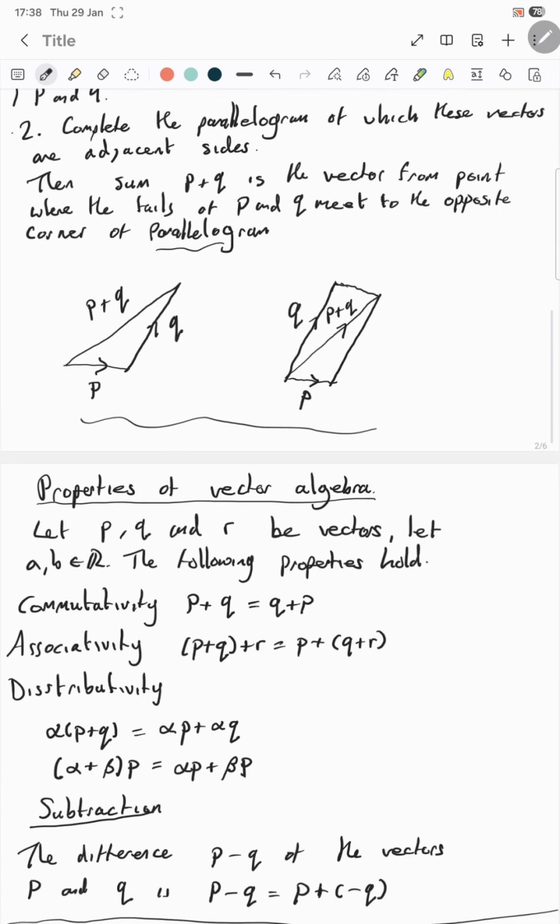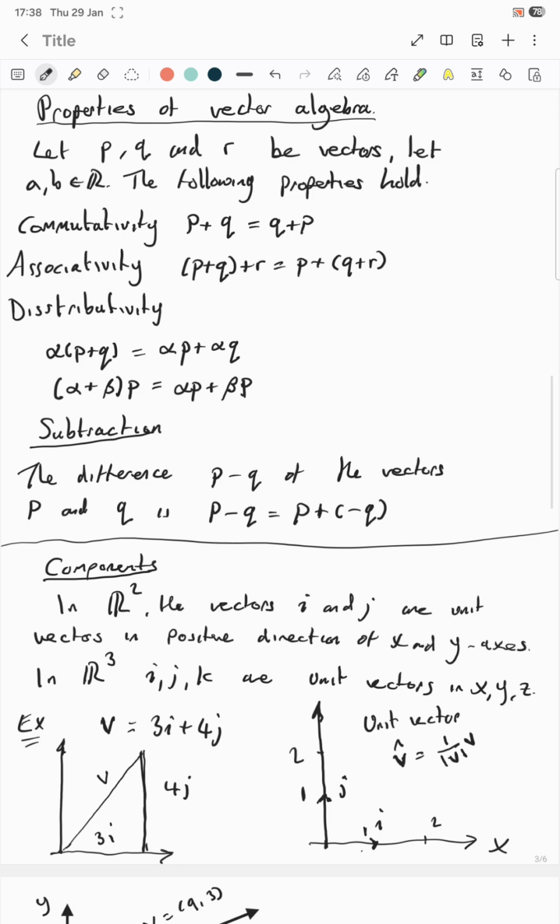Now, the properties of vector algebra. Let P, Q and R be vectors. Let a and b be contained in R, our reals. The following properties hold. Commutativity: P plus Q equals Q plus P. Associativity: P plus Q plus R. And distributivity here. And subtraction, the difference P minus Q of the vectors P and Q is P plus minus Q.